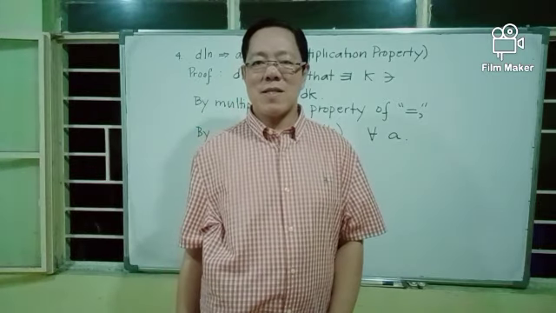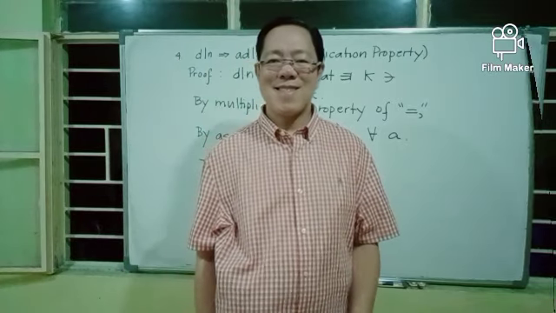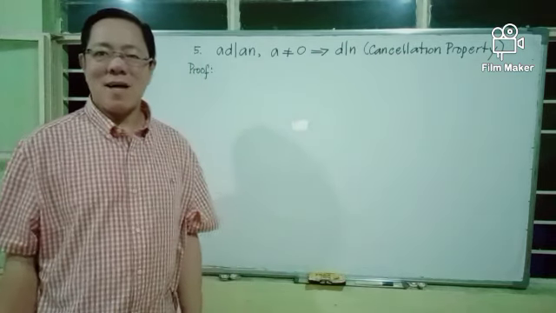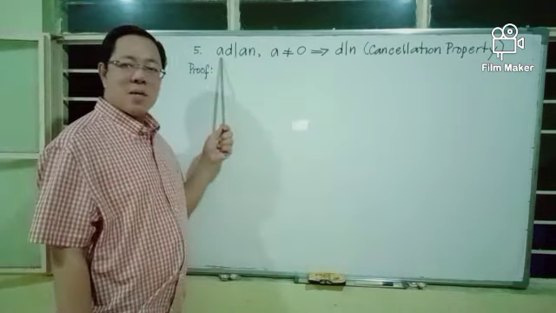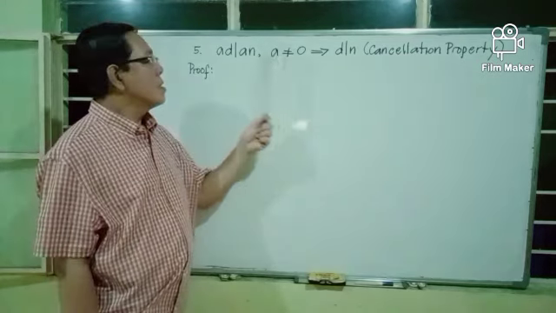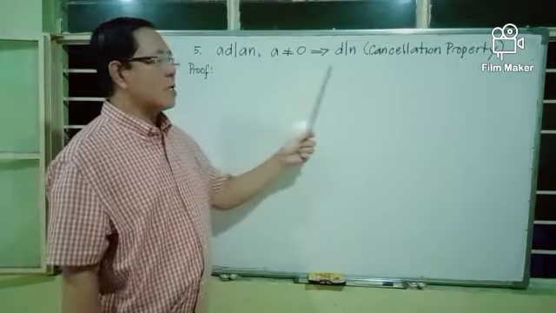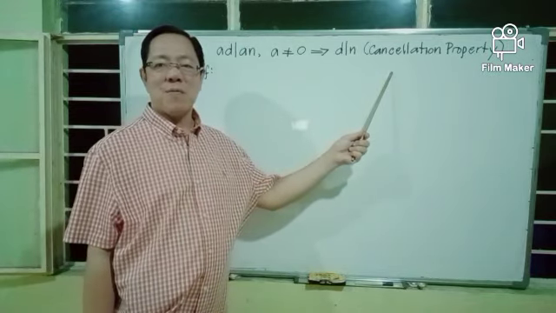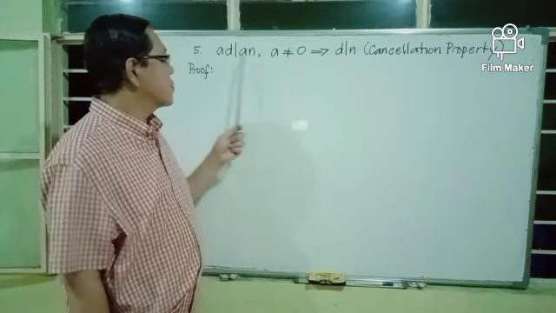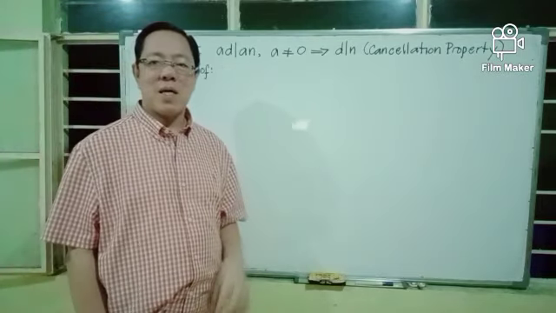Next, we state the cancellation property of divisibility. The cancellation property of divisibility states that if ad divides an and the integer a is not equal to 0, this implies that d divides n. And this is known as the cancellation property of divisibility, because the integer a, which is not equal to 0, was cancelled from this statement ad divides an.